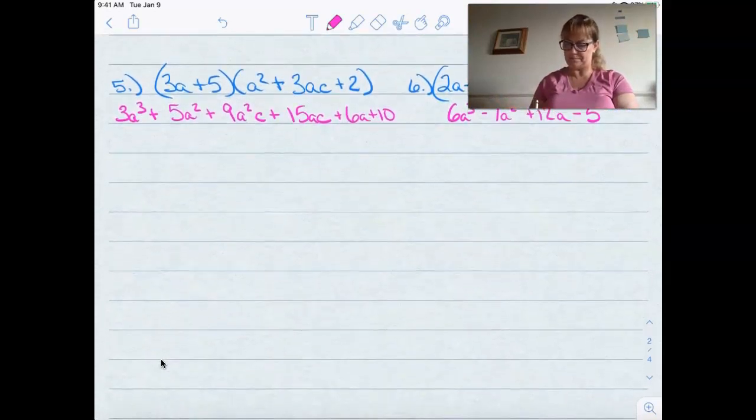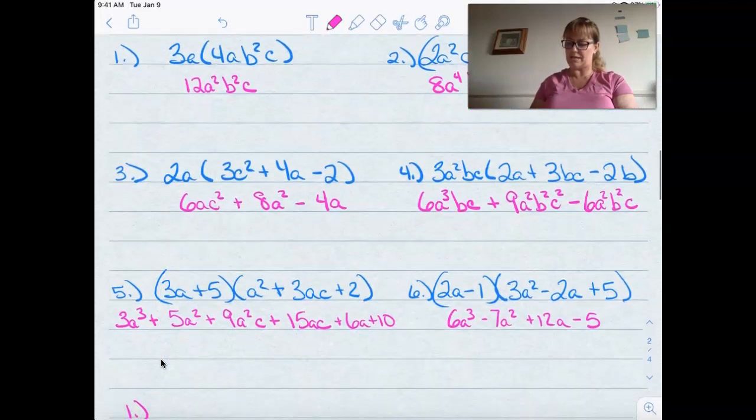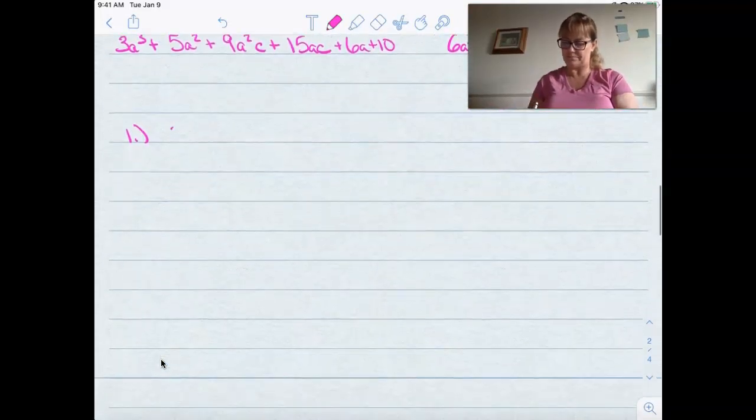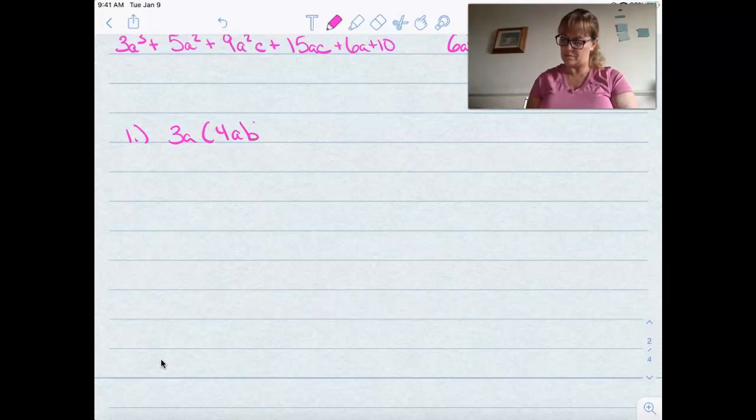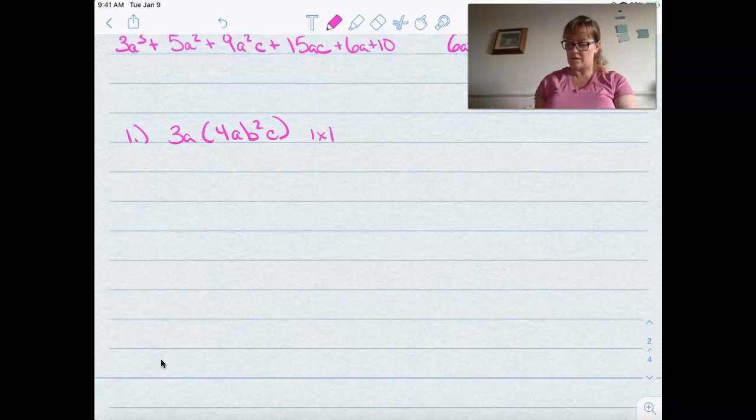Number one. Number one says 3a times 4ab squared. I'm sorry, b squared, see? Okay, this is a monomial times a monomial, so it's a 1 by 1. So you just draw your 1 square. I don't know why I made mine so big down there.